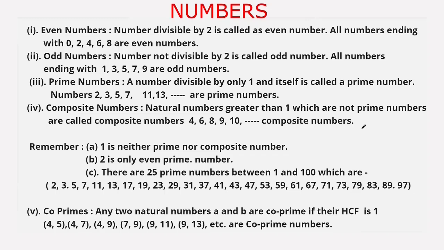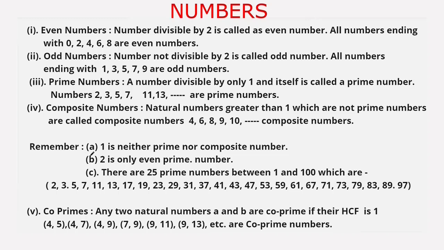As 4 has the factor 2, 6 has the factors 2 and 3, 8 has the factors 2 and 4, 9 has the factor 3, 10 has the factors 2 and 5, and all such numbers which have a factor other than 1 and itself are composite numbers.